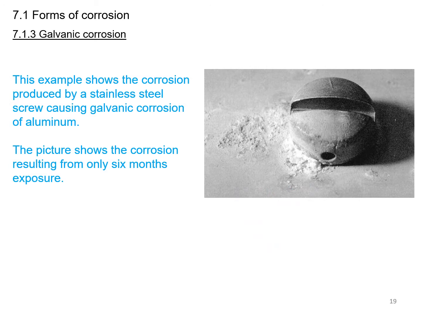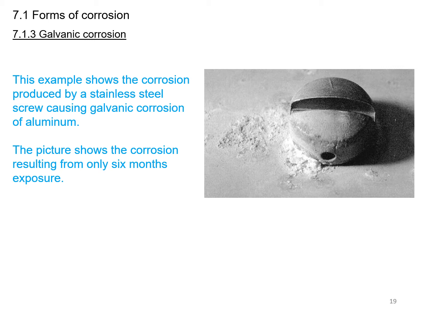This example shows corrosion produced by a stainless steel screw causing galvanic corrosion of aluminum. Now the aluminum surface is in contact with that stainless steel screw. These are two dissimilar metals, probably in contact with electrolytes, meaning rainwater, for example. So this picture shows the corrosion resulting from only 6 months of exposure.